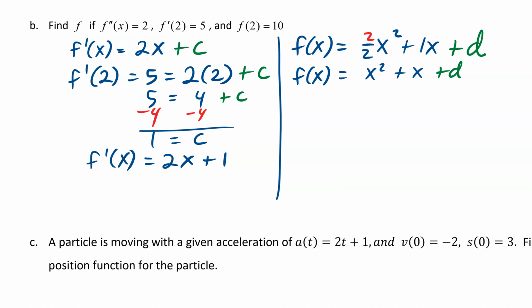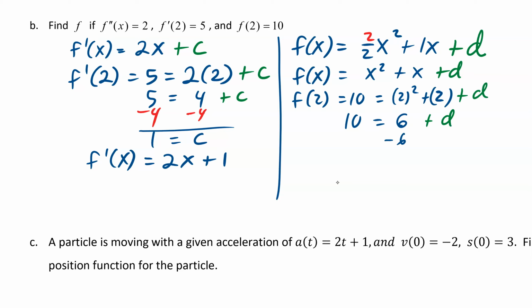And we're going to stop and check. So that would be 2x, check, plus 1, and then the d disappears. And so now we can plug in f of 2 and find our d. F of 2 is equal to 10, which is 2 squared plus 2, put it in parentheses, plus d. So we end up with 10 is equal to 4 plus 2, which is 6, plus d. Take away 6, and 4 equals d. And so now our function, f of x, is equal to x squared plus x plus 4.